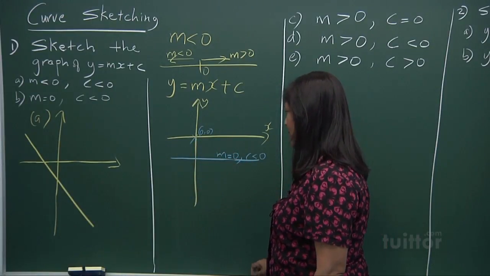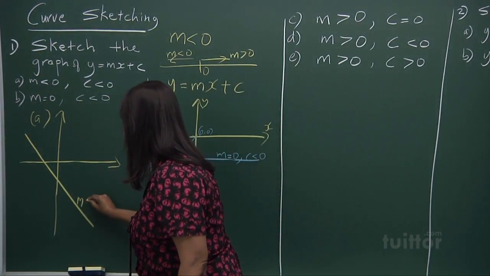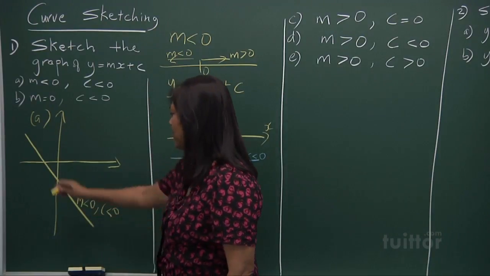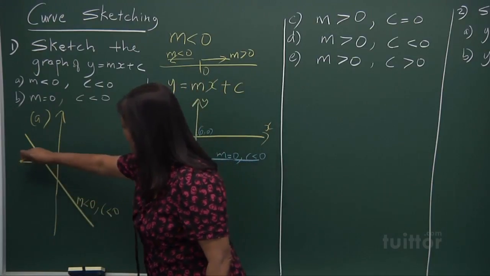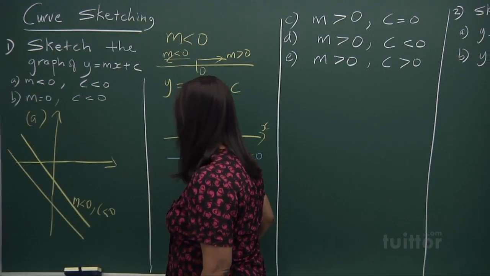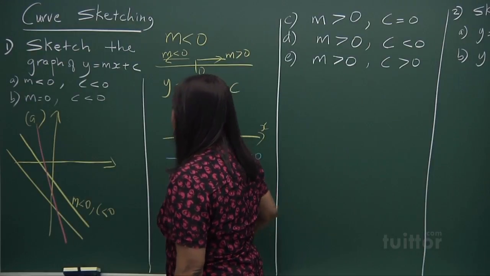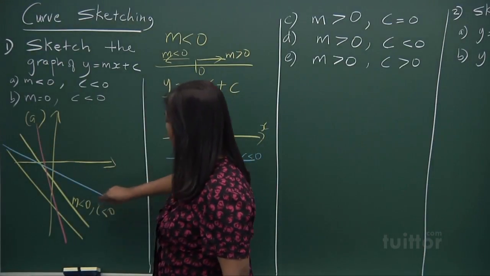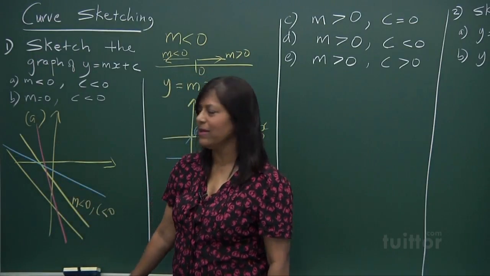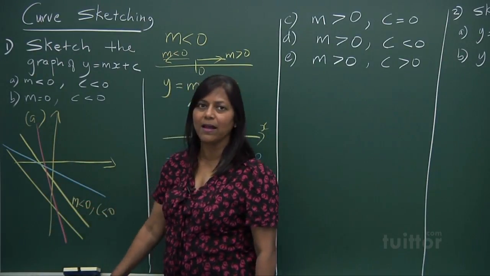I would reiterate again, as for the earlier graph, here, m less than 0, c less than 0. It can be any one of these graphs. Or it can even go like this. Or it can be a graph like that. All of these graphs show that the gradient is negative. It's a downward slope, and the c is below the line.